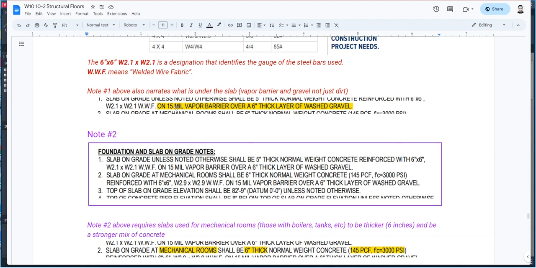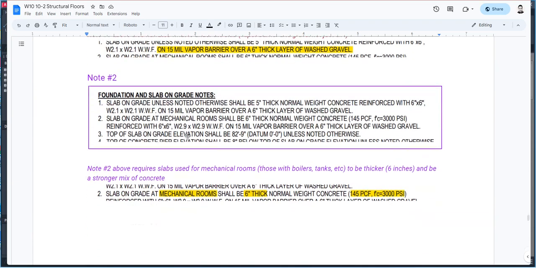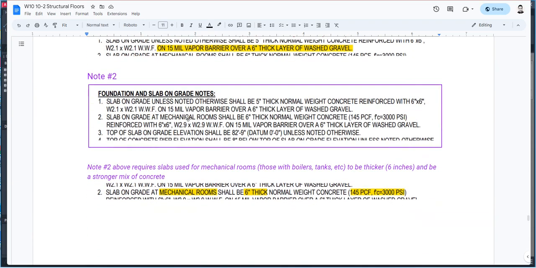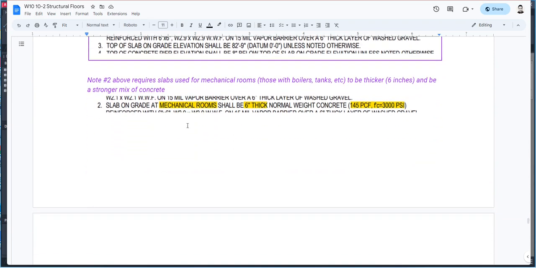That's basically what note number one tells us. It's pretty much complete, so we don't need to draw anything. Okay, let's look at number two. Number two here says slab on grade mechanical room shall be 6-inch thick. So mechanical rooms, just like a boiler room where you have tanks and heaters that typically sometimes vibrate a lot or are heavy, then the slab in those rooms will be thicker.